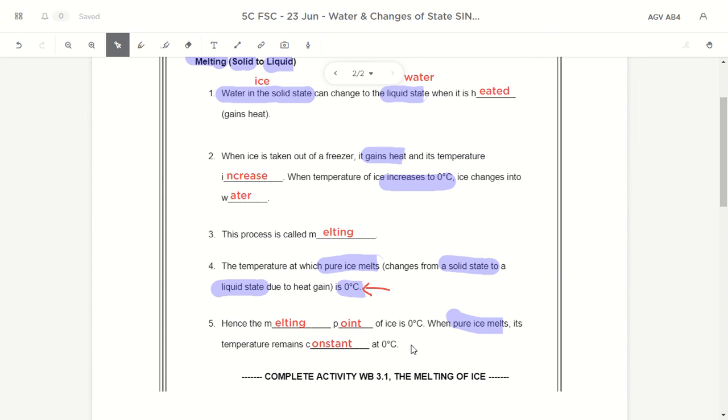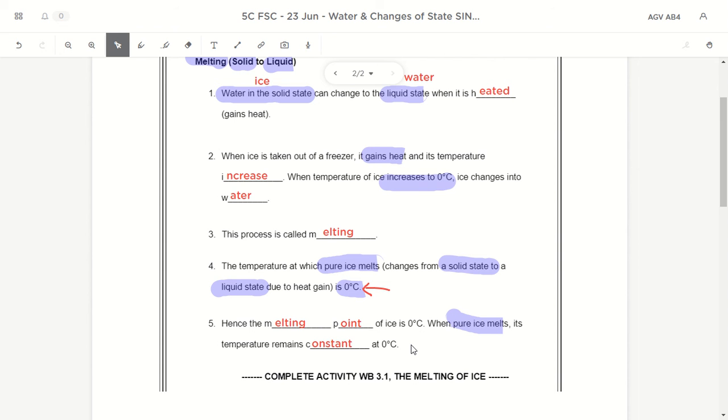Only when all the ice melts, the whole ice has melted and become liquid water, then the temperature of the liquid water will start to increase to 1 degree, 2 degrees, 3 degrees, and so on. But when the ice is melting, the temperature of the ice stays the same until the whole ice has melted and become water, then the temperature of the water will start increasing.